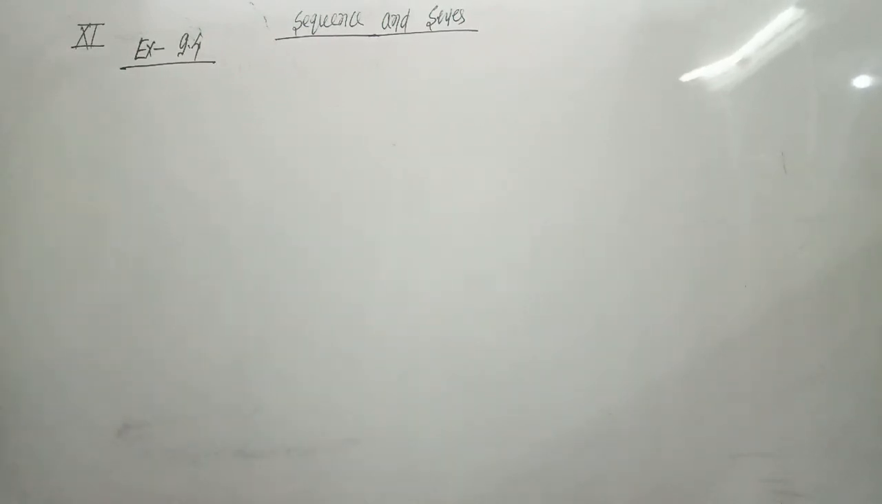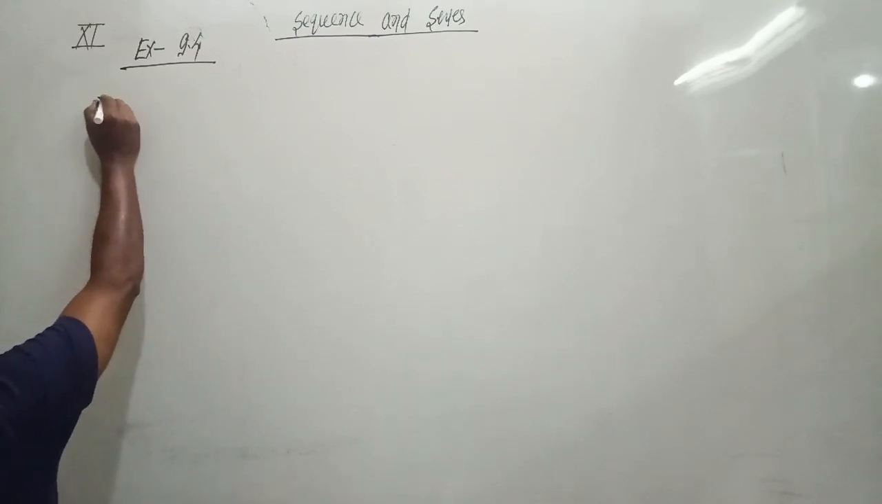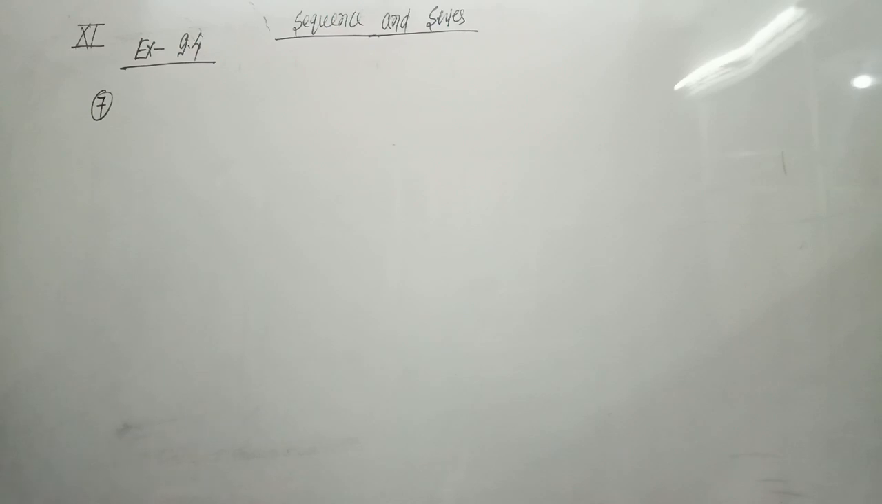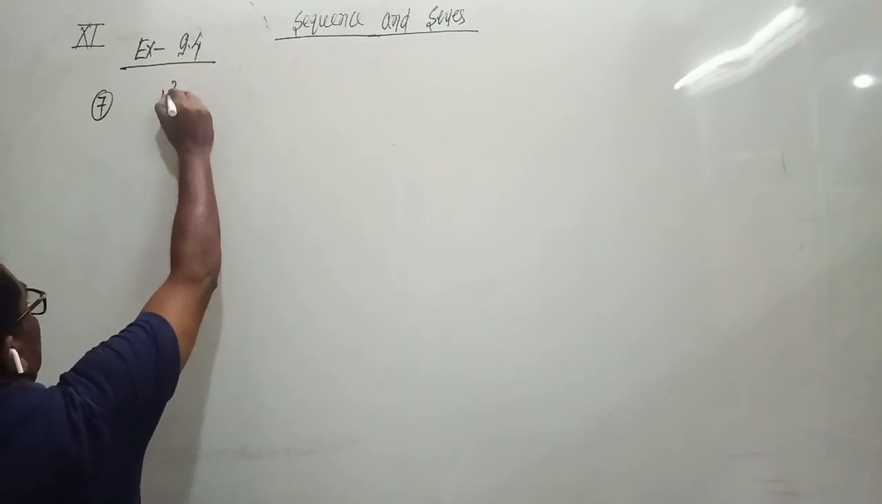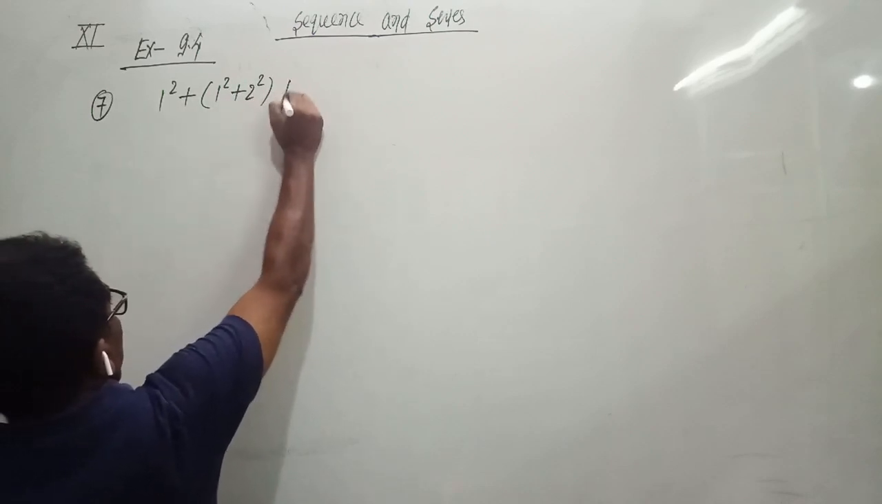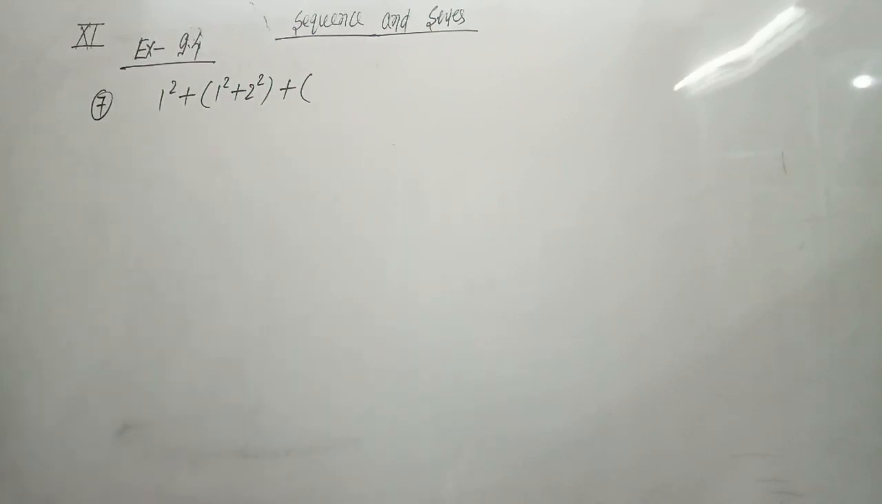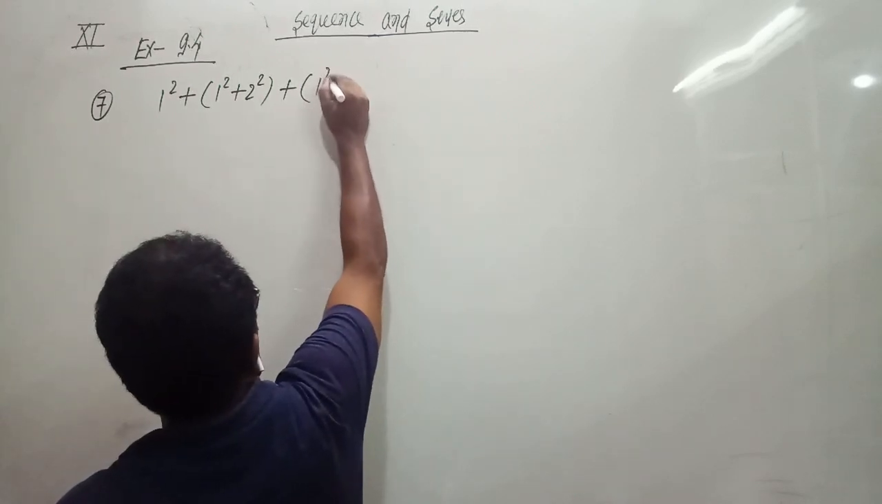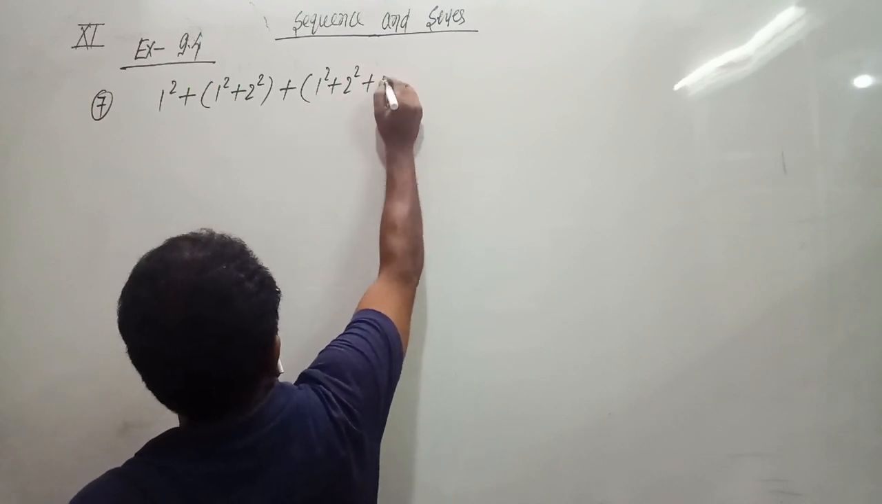Question number 7. This is 1 square, 1 square plus 1 square plus 2 square, 1 square plus 2 square plus 3 square, plus so on.